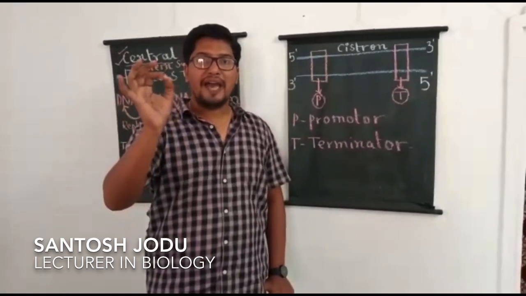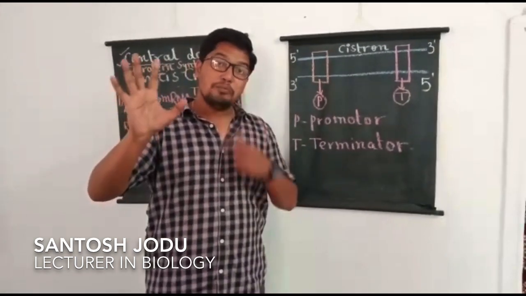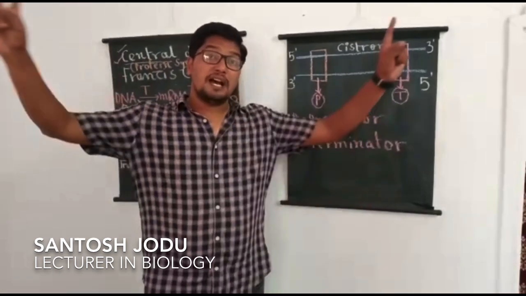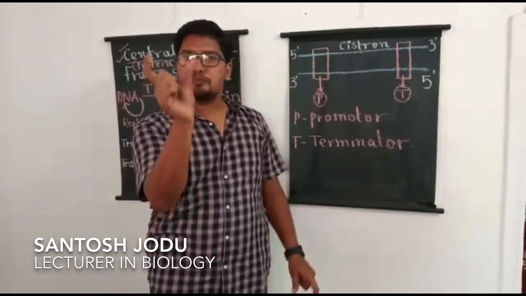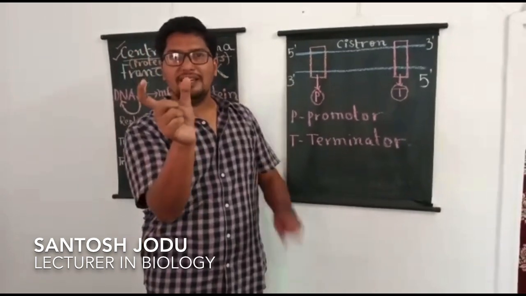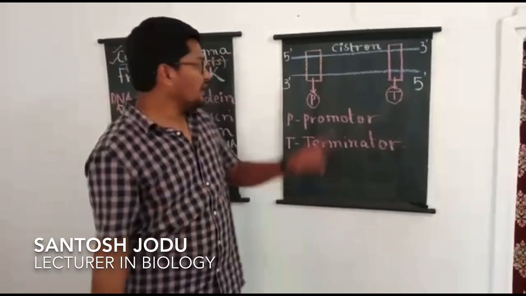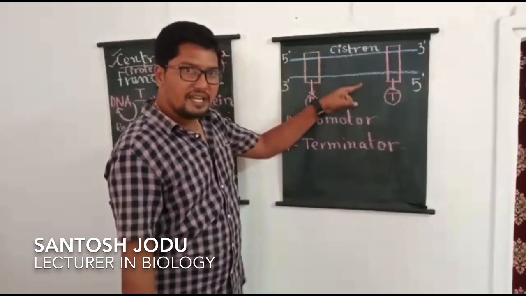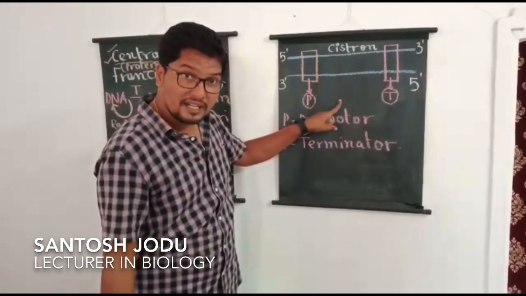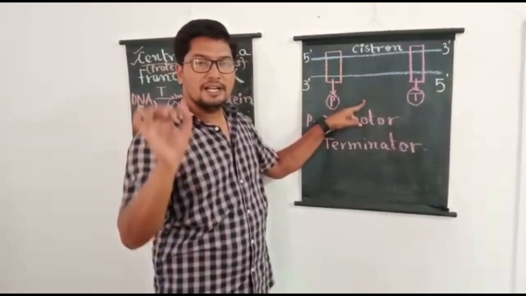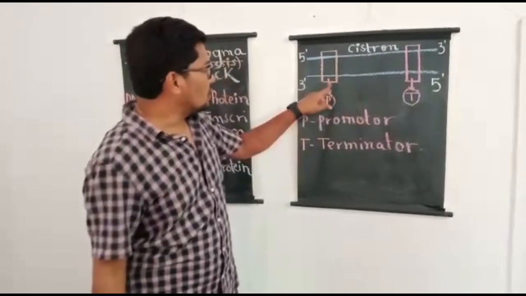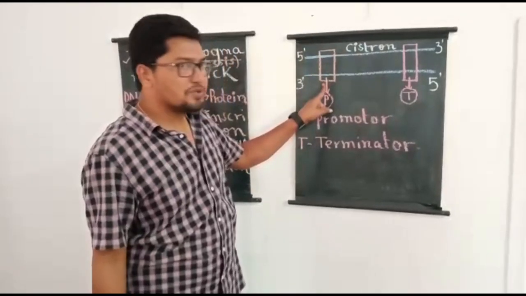So students should have this clarity. At the time of transcription, the entire DNA fragment is not copied as mRNA. So a small fragment of DNA is copied as mRNA. So that fragment of DNA which is copied as mRNA during the process of transcription is called a transcriptional unit. So this represents a transcriptional unit.